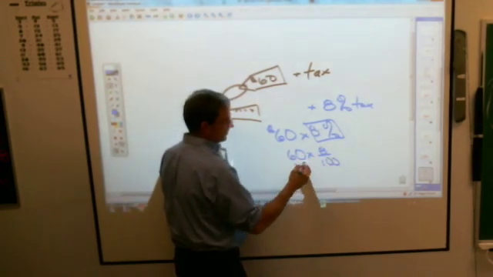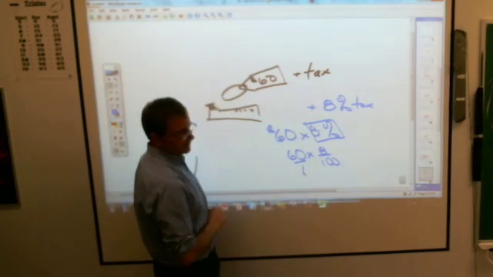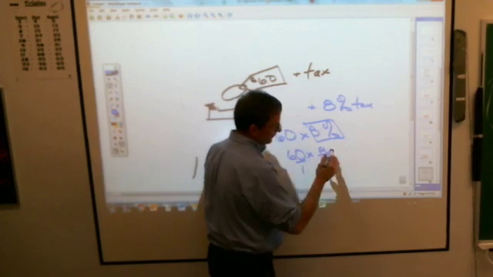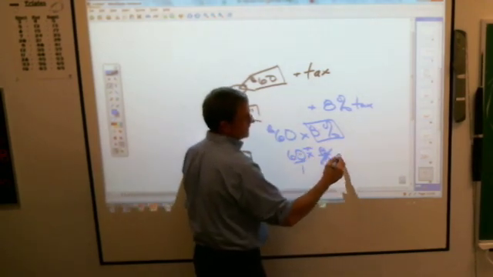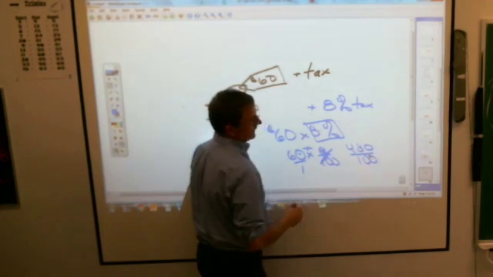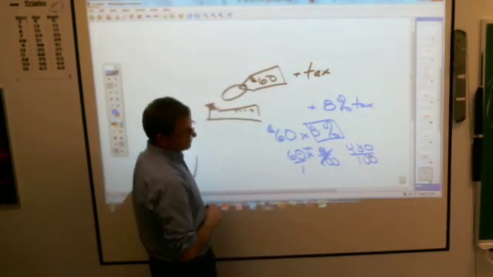Have we done this before? Have we done whole numbers times fractions? I don't think so. All right, well, let's change 8%. Multiply across, 60 times 8 is 480. What is 480 divided by 100?